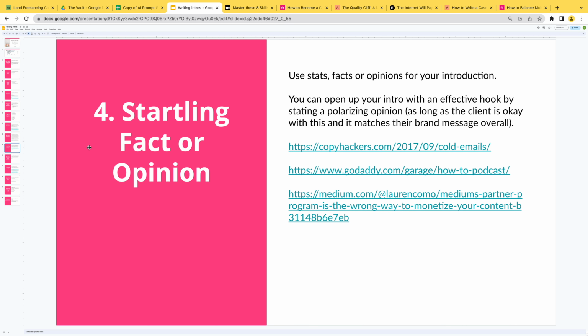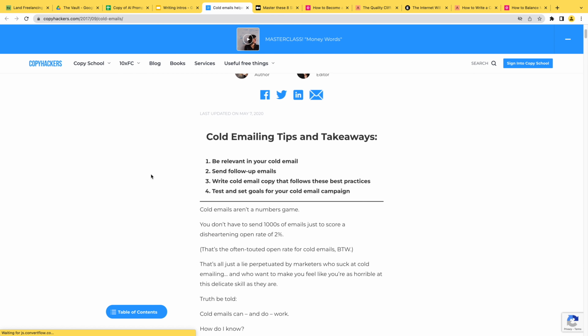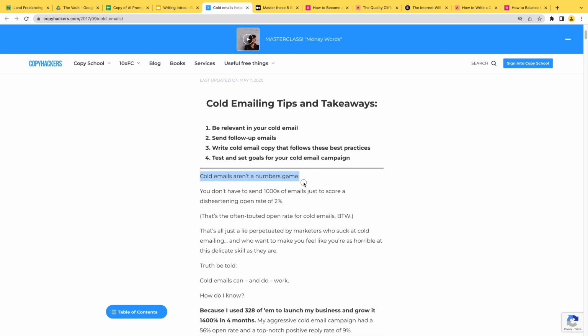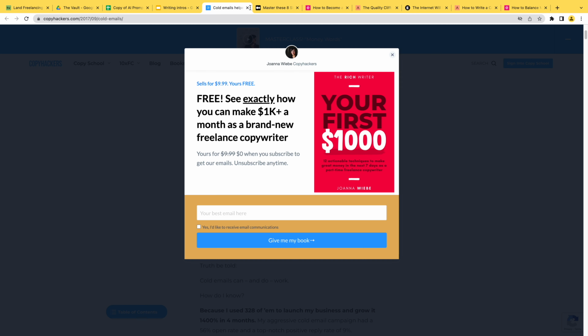The fourth type of hook is a startling fact or opinion. So you can use stats, facts, or opinions. That could also be a polarizing one, for example. As long as the client is okay with this and it matches their brand message, then you can have a polarizing opinion. So for example, in Copy Hackers, it says here, cold emails aren't a numbers game. That's a polarizing opinion because most copywriters will say that it is a numbers game.